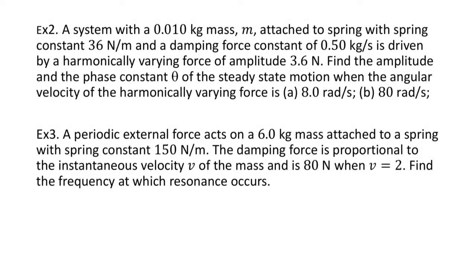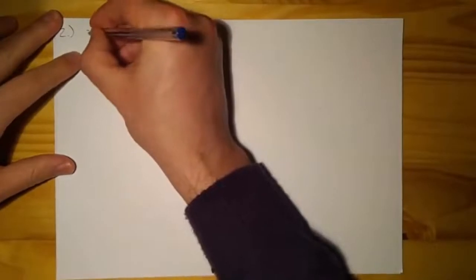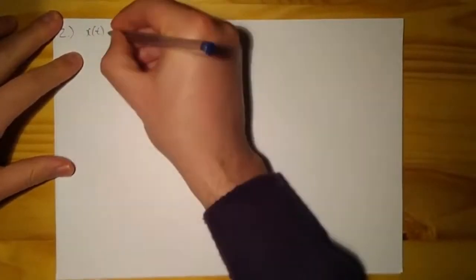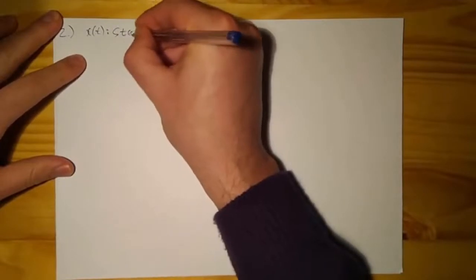Okay, so exercise 2. We have a system where we are given the mass and the spring constant. There's a spring with a spring constant and a damping force, which is given as 0.50 kilograms per second, and it's been driven by a harmonically varying force of a certain amplitude. And then we've got to find the amplitude and phase constant of the steady state motion when the angular velocity is one of two values. Okay, good. So what we've got to do is take the steady state motion. So let's say that's given by x of t. So let's say x of t is the steady state motion.